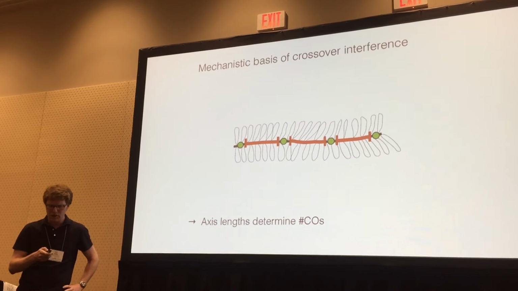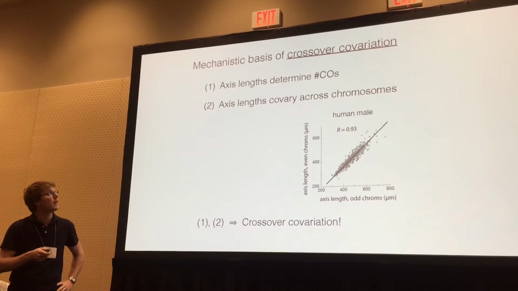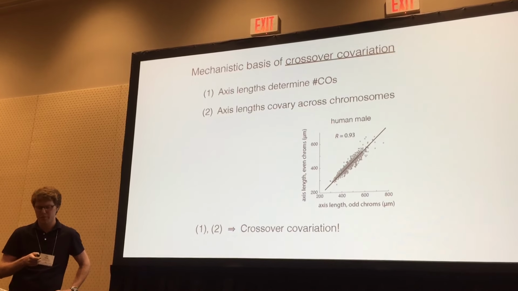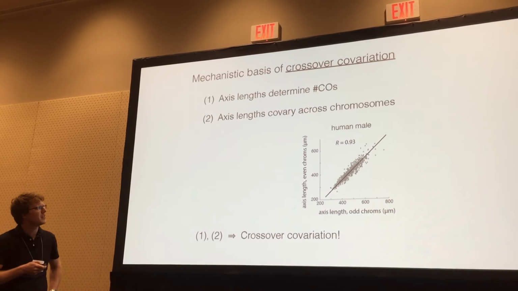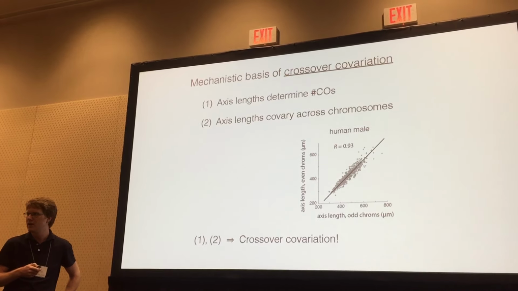So returning to the mechanistic basis of crossover covariation, we know that chromosome axis lengths determine the number of crossovers in a positive relationship. And if we look at axis-length data, we see actually that axis lengths also covary positively from chromosome to chromosome within the same nucleus. And those two facts are enough to explain why we see crossover covariation.